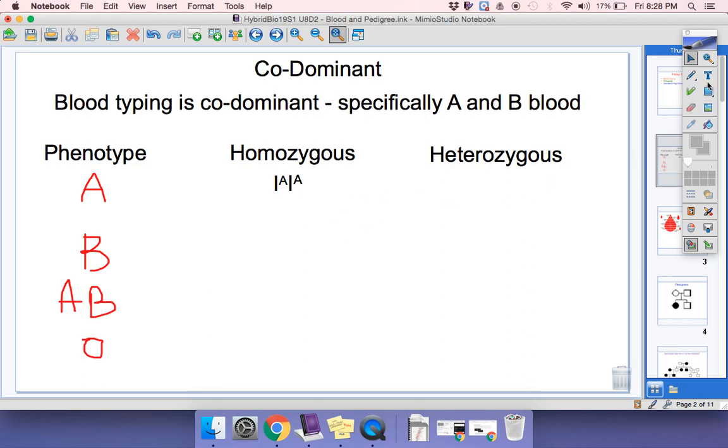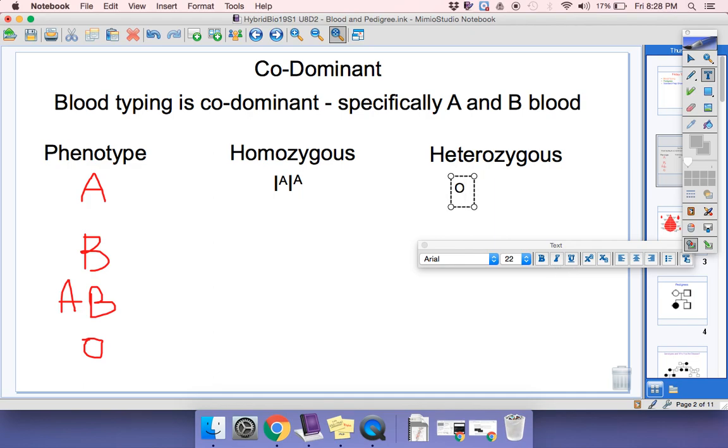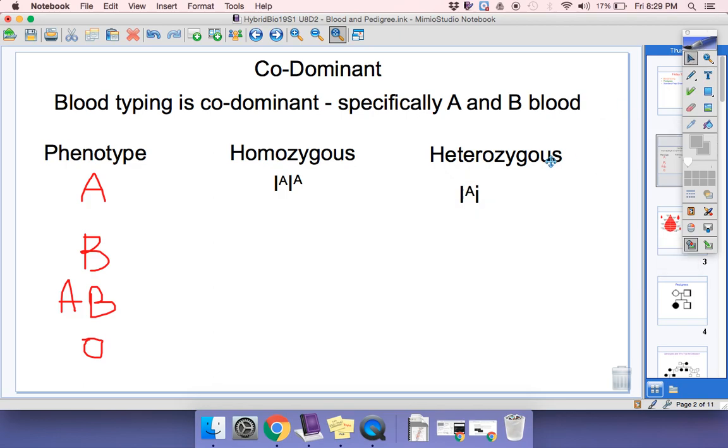If one parent gives you an A blood type, and the other parent gives you an O blood type, they show the O blood type with a lowercase i. This designates that it's recessive, and your phenotype would still be A blood. You'd show like you have A blood because the i is recessive over A.